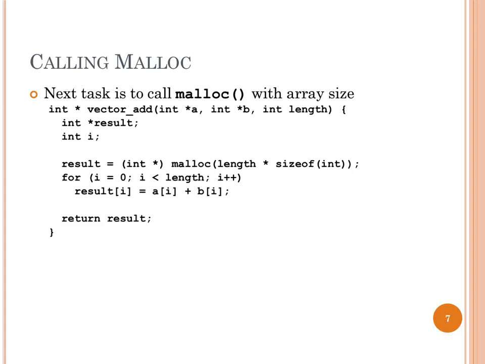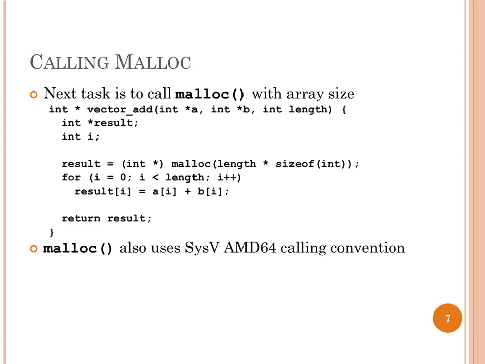Okay, now we need to call malloc. Again, we have this one simple line of code in C. How would we actually implement this in assembly code? Well, malloc also uses the same calling convention, except now our function is not the callee anymore. I mean, it's still the callee, but now it's the caller of malloc. So it needs to treat malloc in the same way it wants to be treated. It needs to follow the convention.